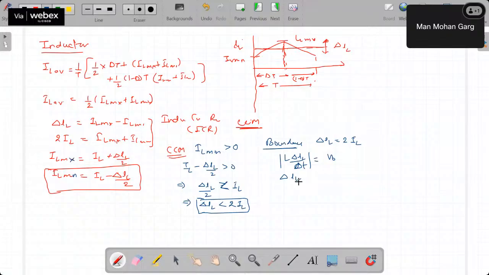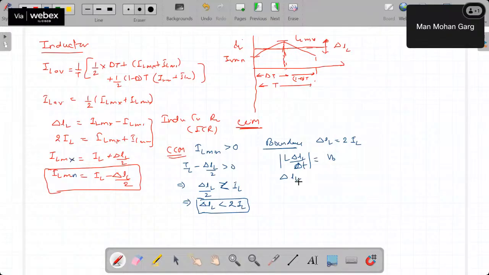So the magnitude of this is V naught. From here, del IL is equal to V naught (1 minus D)T upon L. Now if I equate that to 2IL, and this IL is I naught, which is V naught upon R, then this V naught will cancel out, and L becomes R (1 minus D)T upon 2. So this is the critical value of L, which is R (1 minus D) upon 2F. Okay, so this is the critical value of inductance, R (1 minus D) upon 2F.